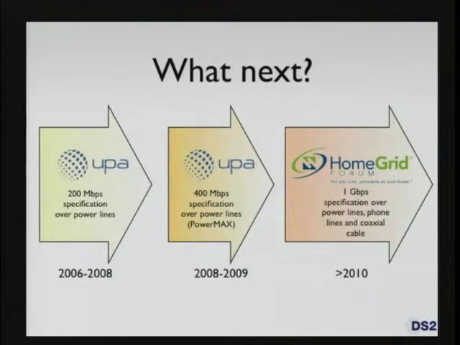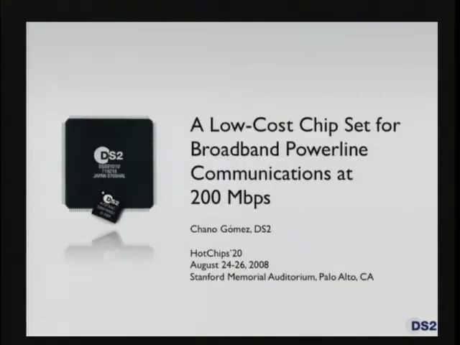This chip is based on a specification developed by the UPA, the Universal Powerline Association, that works at 200 megabits per second. UPA is working on a new version that will work at 400 megabits per second. We have already started doing some demos. And there is another association called the Home Grid Forum, which is working on a specification that will work at 1 gigabit per second and will transmit data not only over power lines, but also over phone lines and coaxial cable, so that all the 3 kinds of wires in a home are unified. That's all. Thank you very much.